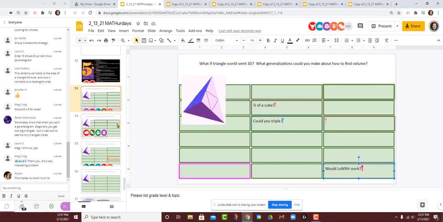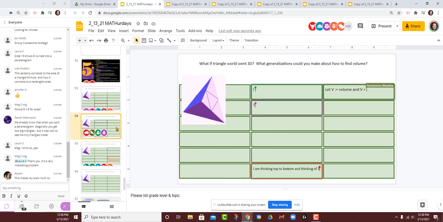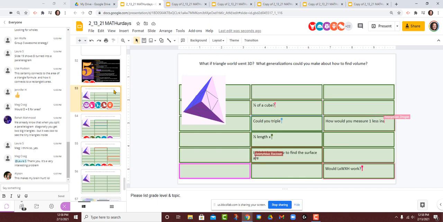I see some people asking, would length times width times height work? Great thing to ask. Somebody else is thinking about it in layers. So if we were to cut it off, what would be in each layer? Someone else is asking, is it 1/3 of a cube?